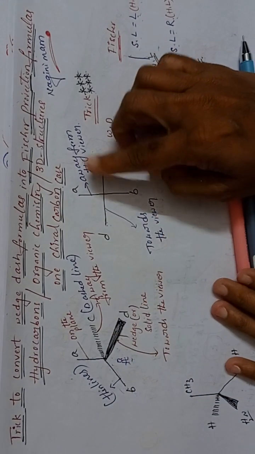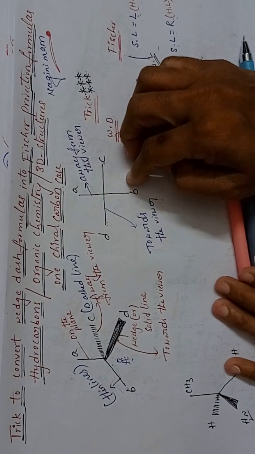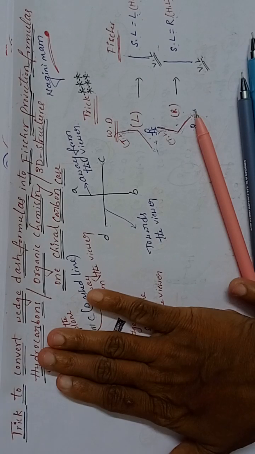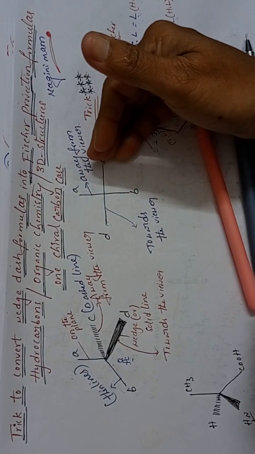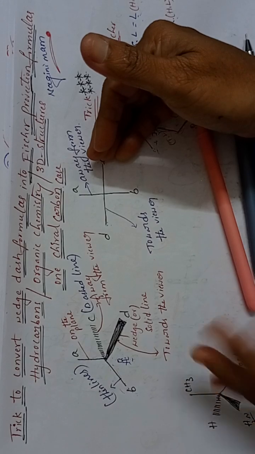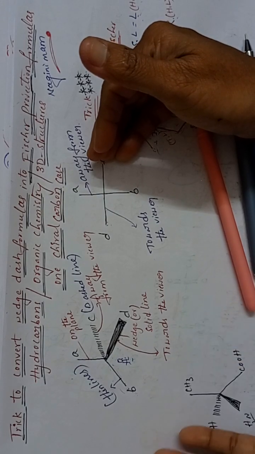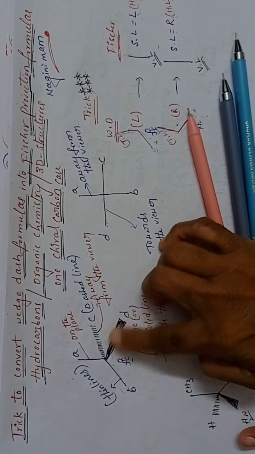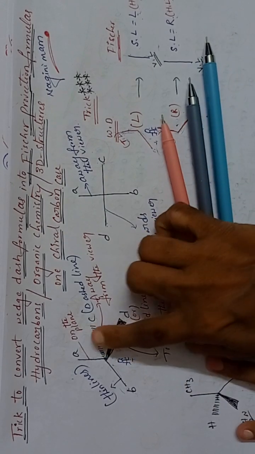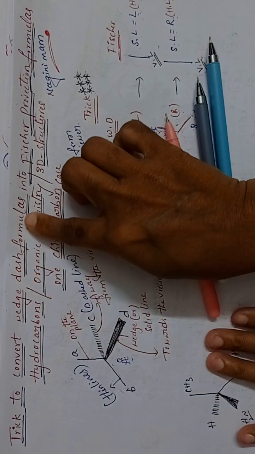Now coming to the Fischer projection formula. That means the same structure we can write into Fischer. So the same structure is written in different forms. One is Wedge-Dash, another one is Fischer. Why we call this Wedge-Dash: here is the wedge line, and this is the dash line. Both are there. That's why we call it the Wedge-Dash formula.